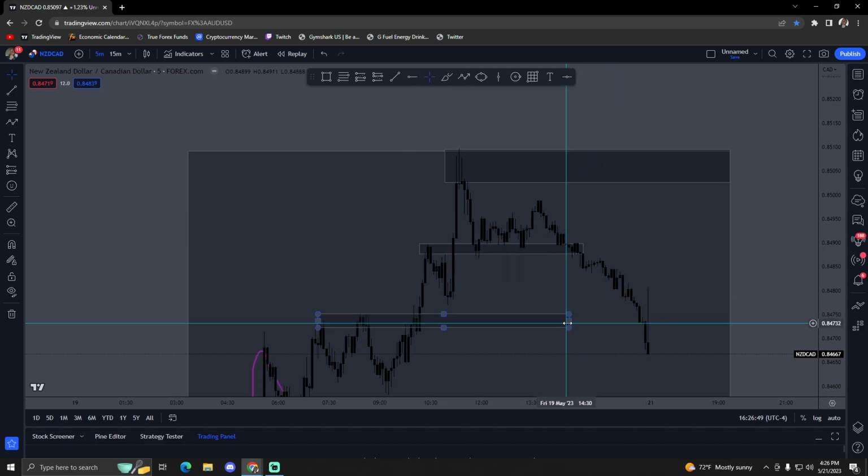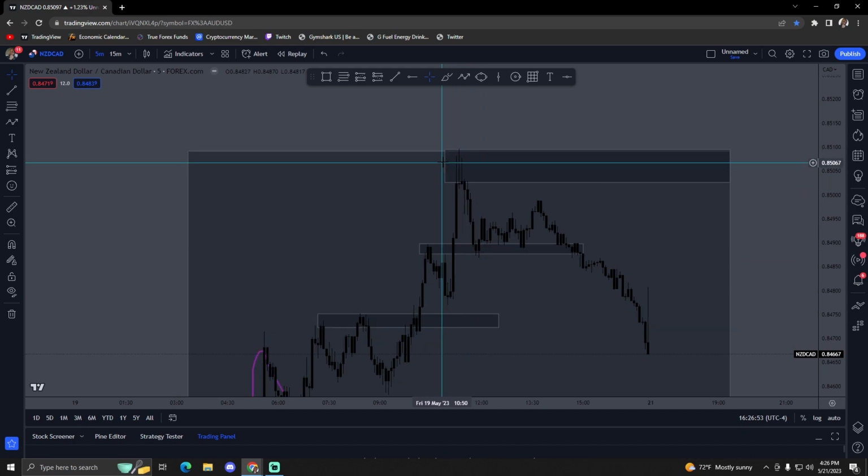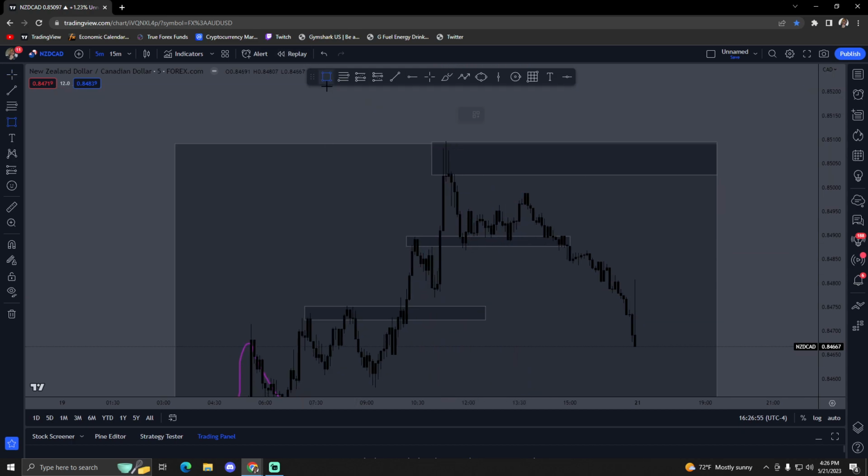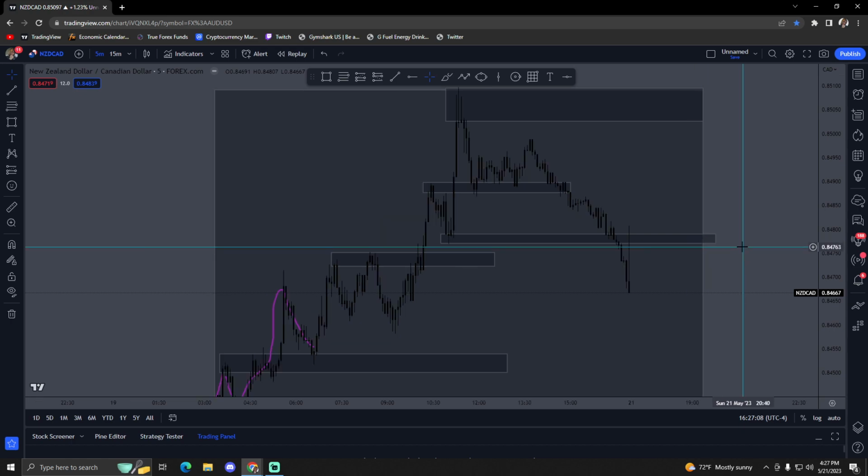And why do I say the trend ended? Is because this is the last low that made this new high. So if price were to break this low, which it did, price is now in a downtrend because it broke this last higher low. So now we're in a downtrend.